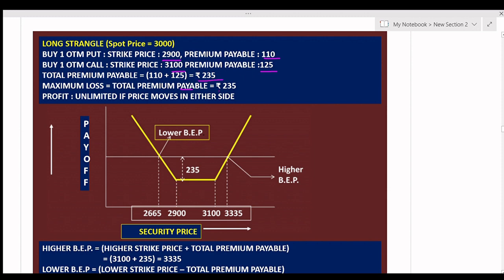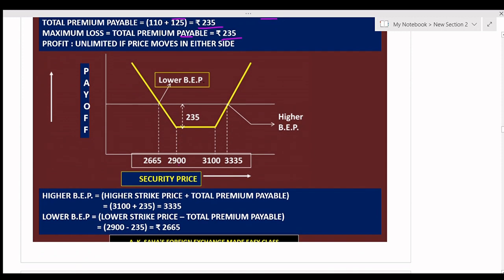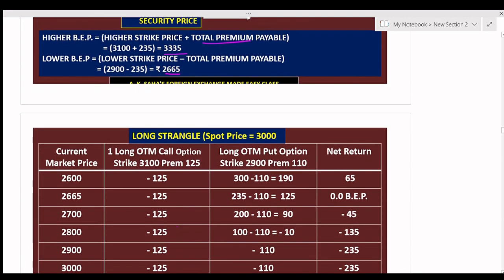Maximum loss is 235, and here you see the diagram, the same replica. It is the loss side which is fixed in this region, that is 2,900 to 3,100. When spot price hovers in between this range, then the trader will experience a maximum loss of 235. Higher break-even point is higher strike price plus total premium payable, which is equal to 3,335, and lower is 2,665.